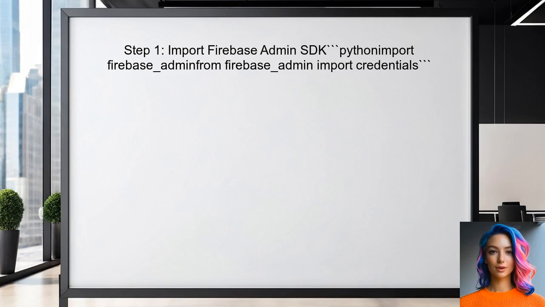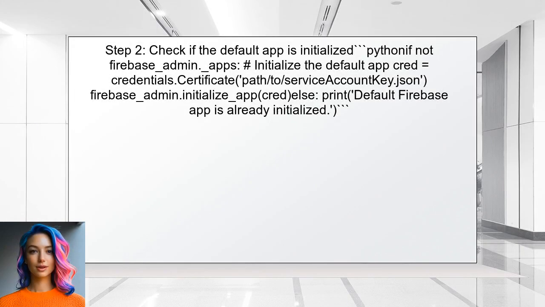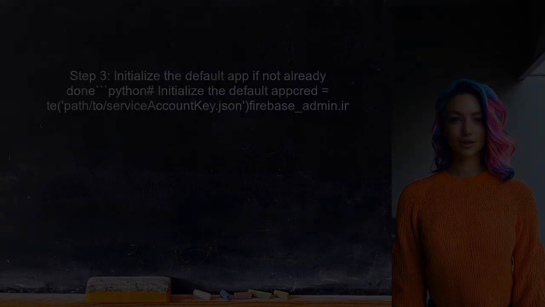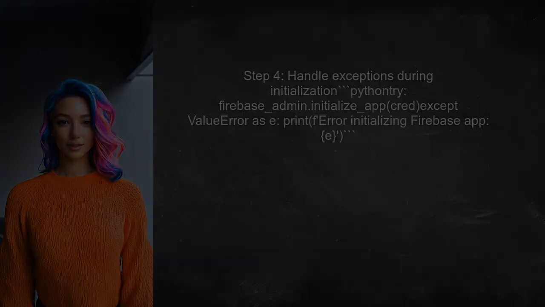To check if the default Firebase app is already initialized in Python, the user can utilize the Firebase admin SDK. First, they should import the necessary module from Firebase. Next, the user should check if the default app is already initialized. This can be done by using a simple conditional statement to verify the existence of the default app. If the default app is not initialized, the user can proceed to initialize it using their service account credentials. This is essential for accessing Firebase services. Finally, the user should ensure that they handle any exceptions that may arise during the initialization process. This will help in debugging any issues.